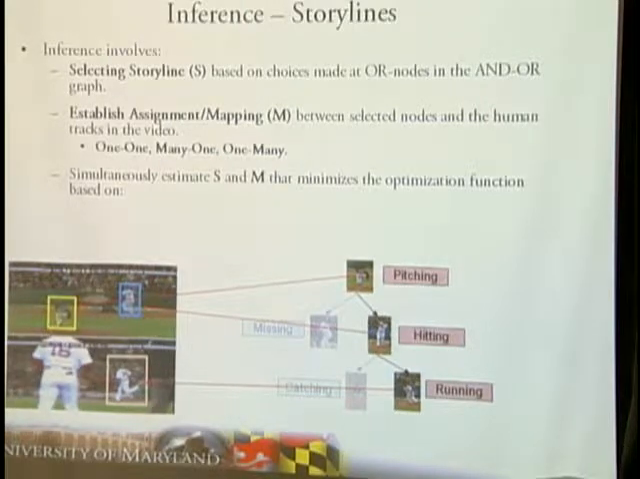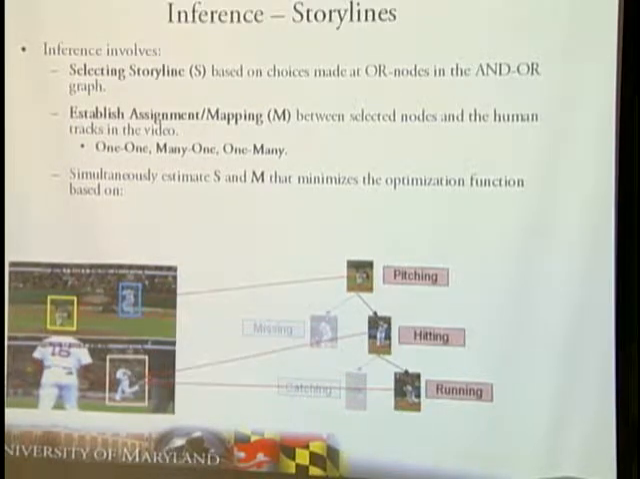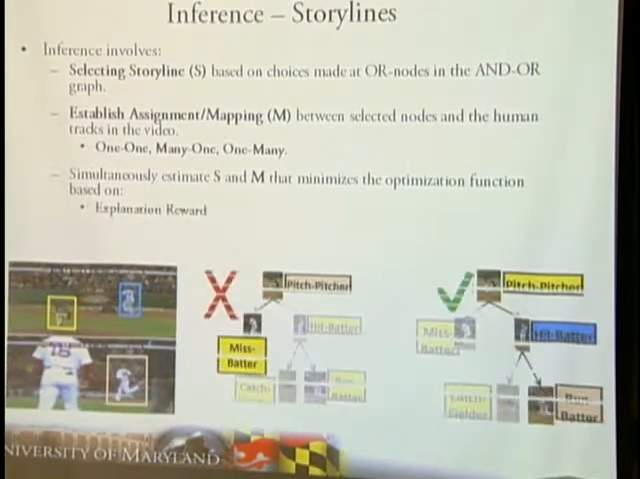This mapping can be 1-to-1, for example, one track assigned to one node, many to one, that is many tracks assigned to one node, and one to many, that is one track assigned to many nodes. Now we want to simultaneously estimate our storyline and mapping such that it minimizes a cost function based on three terms. The first term indicates we prefer storylines that explain most of the tracks in the videos.